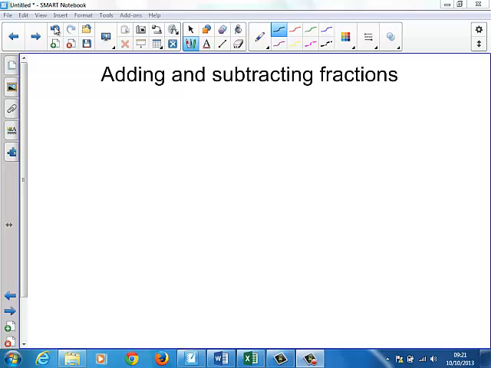This time I'd like to go through the method for adding and subtracting fractions. So again, let's start with an example. 6 over 15 add 2/3. When we're adding and subtracting fractions, we need to make sure that the denominator is the same.